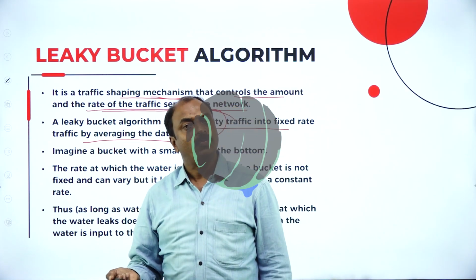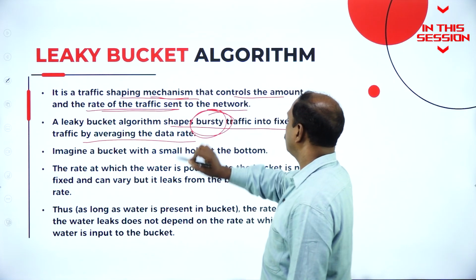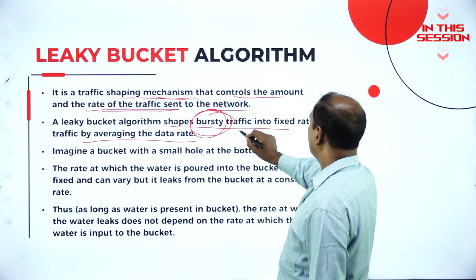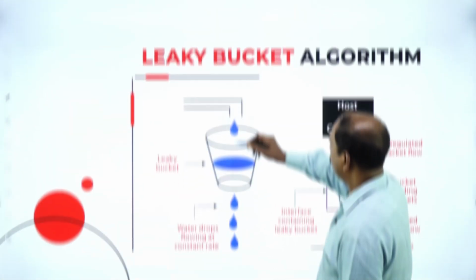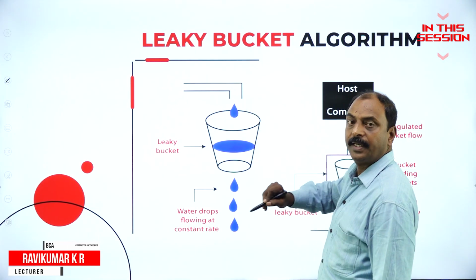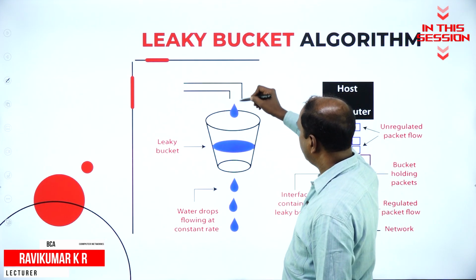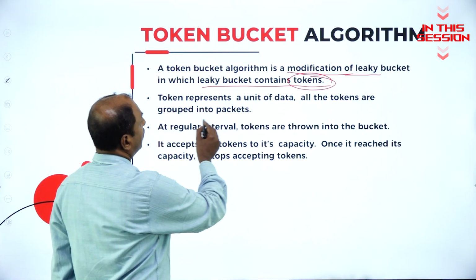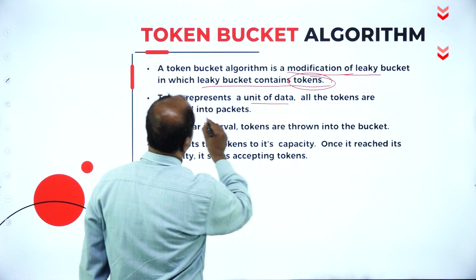The overflow of the water in the leaky bucket is nothing but almost a bursty traffic, and this mechanism is for traffic, fixed rate traffic, by averaging the data rate. The water inflow to this bucket is varying in speed, or it may be flowing into the bucket at a different rate or different speed. The token represents a unit of data. All the tokens are grouped into packets.